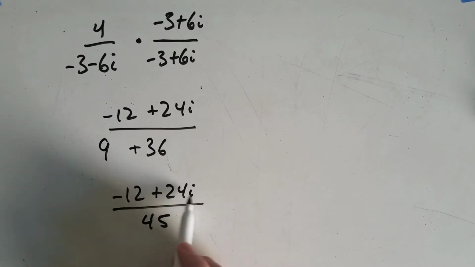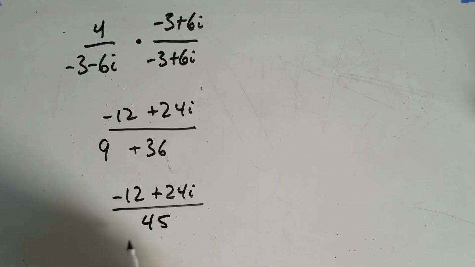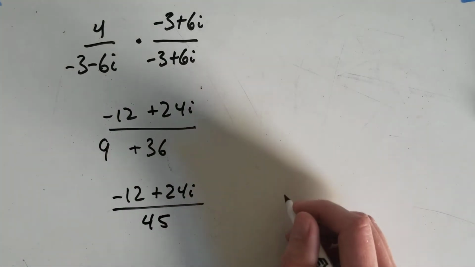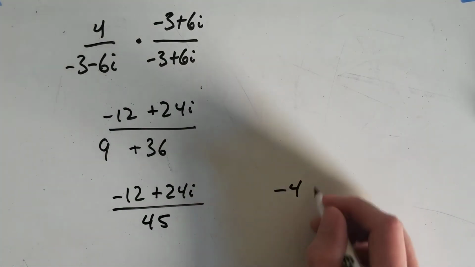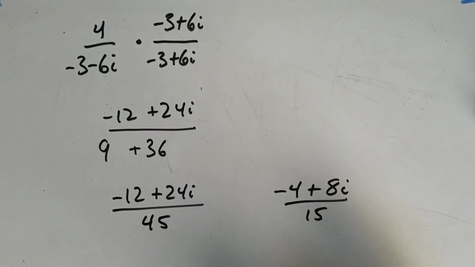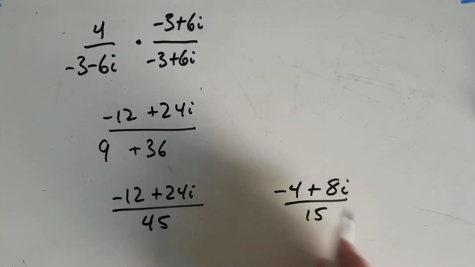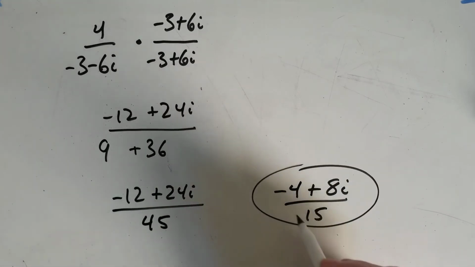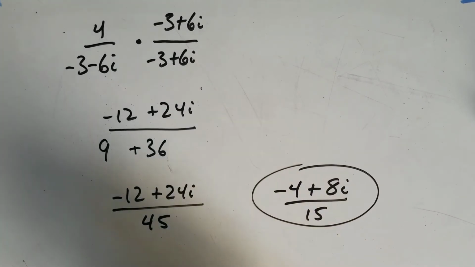If you look at your two terms on the top, you have the 12 and the 24i. See if they have anything in common with your denominator, and everything has a 3 in common here. So you would end up with negative 4 plus 8i over 15. And that would be your final value here. And again, it's a little easier to identify the real part and the imaginary part of this.